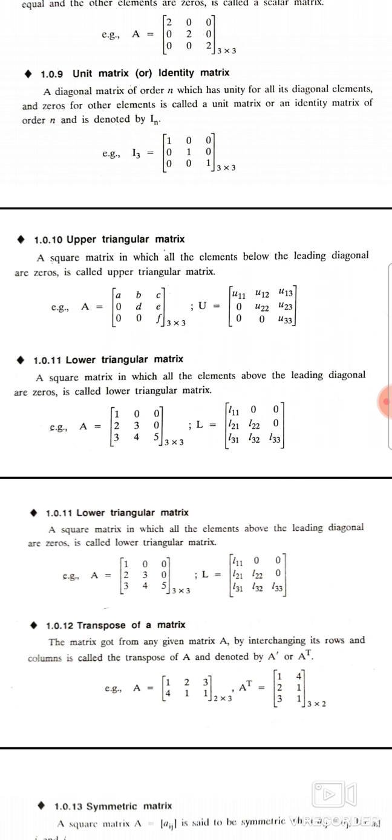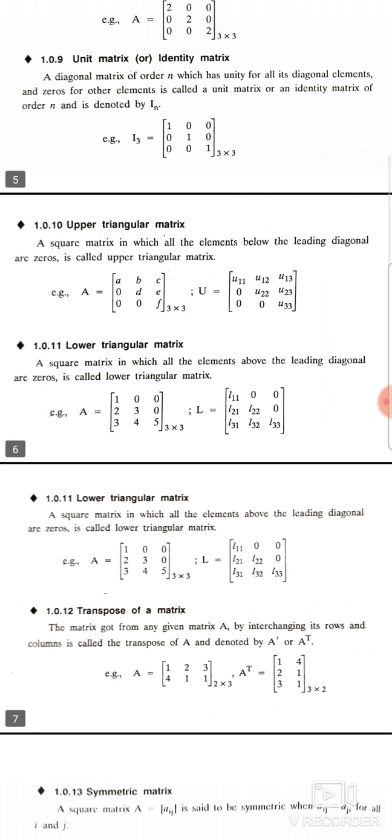Transpose of a matrix. The matrix obtained from any given matrix A by interchanging its rows and columns is called the transpose of A and is denoted by A dash or A power T. Example: A is equal to 1 2 3, 4 1 1, that is a 2×3 matrix. Thank you.